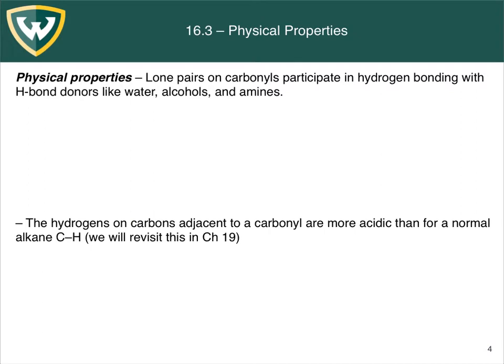So lone pairs on carbonyls participate in hydrogen bonding with H bond donors. Especially in this class, we'll look at water, alcohols, and amines. Since these molecules are significantly less acidic than a typical Bronsted acid, the carbonyl does not fully remove the proton from the H bond donor. The result is a transient or short-term interaction. However, when many molecules are involved, the effect becomes quite significant, as you'll see in the following slides.